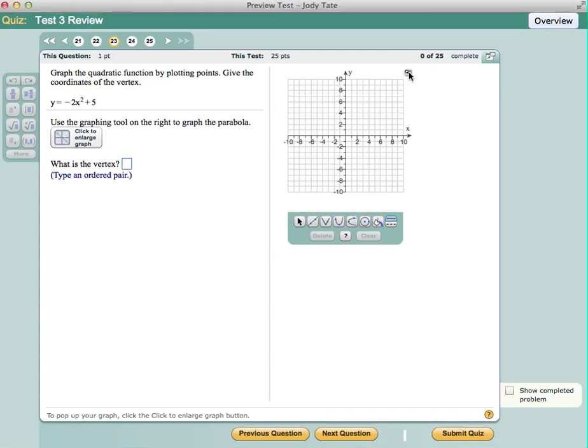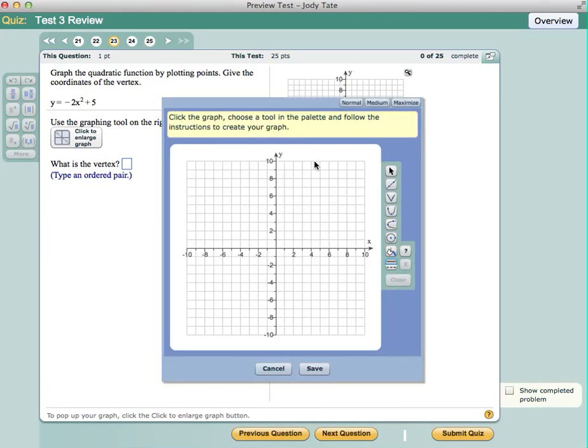So we have y is equal to negative 2x squared plus 5. And if I enlarge my graph, it makes it easier to see. And so of course we know by looking at this quadratic function that the vertex of the parabola is going to be (0, 5). So I go over here and I'm going to use my vertical parabola tool, and I'm going to plot 2 points using this tool.